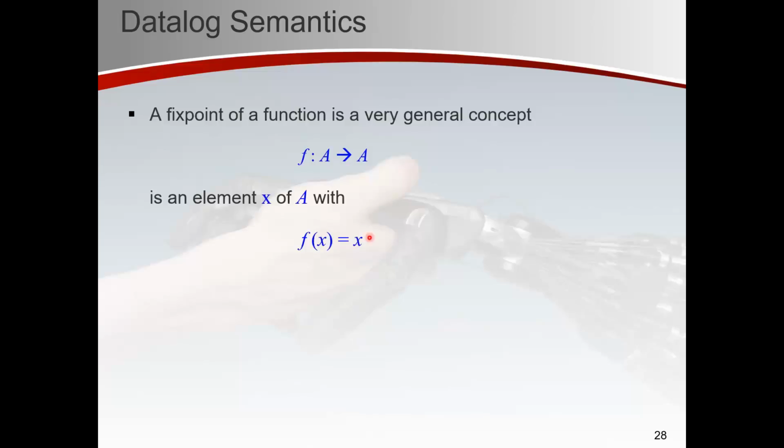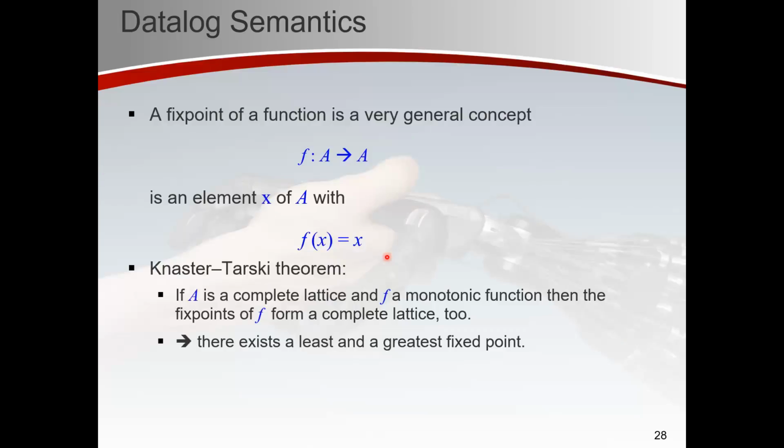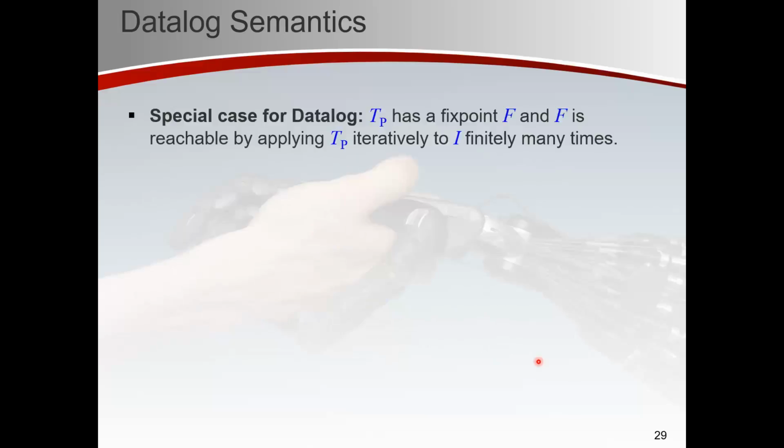Now, if there is an element x of A with f of x equal to x, and this is true for all the elements, then we have a fixed point. And there's the Knaster-Tarski theorem that says if A is a complete lattice, you know, a lattice is a kind of graph with an infimum and a supremum, so one upper point and a lower point for every two elements from this lattice, then there exists at least a least and a greatest fixed point. So we have two of them. Okay, we're looking for the least one.